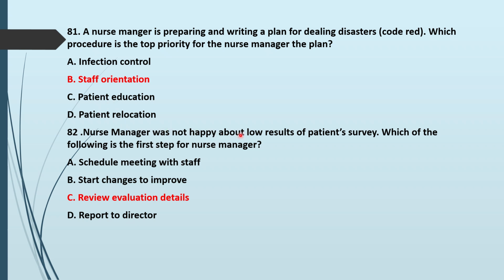Nurse manager was not happy about low results of the patient survey. Which of the following is the first step for the nurse manager? So what should she do? Schedule a meeting with staff? No. Start changes to improve? No. Review the evaluation results. So she should find out how the patient survey was conducted. What was the question, how it was conducted, and what was wrong in it. So she should evaluate the details, correct?